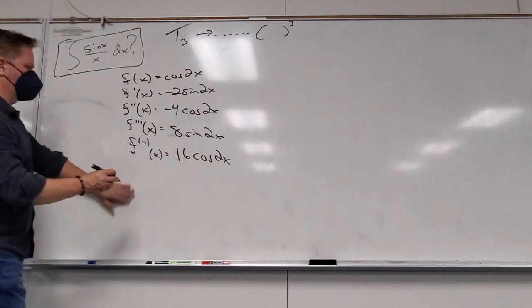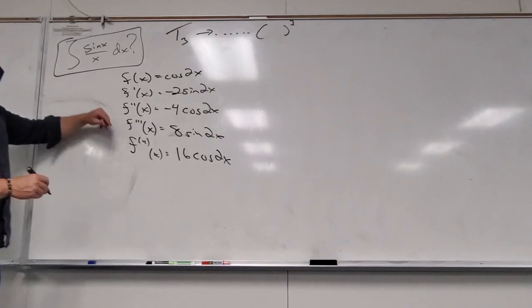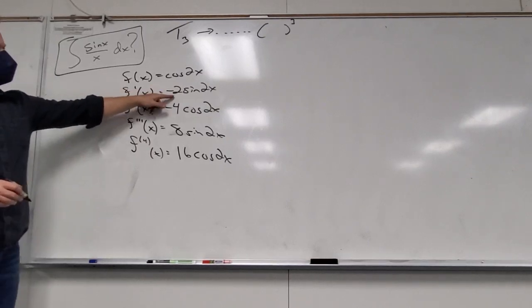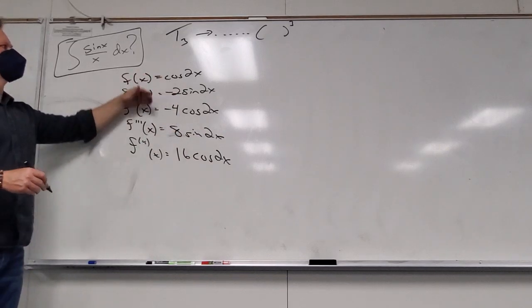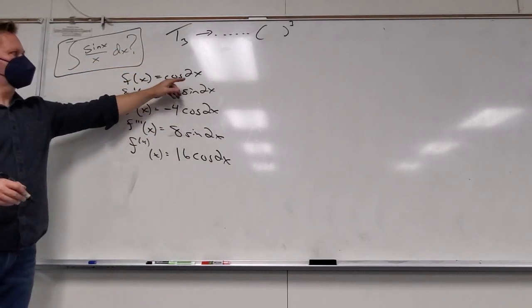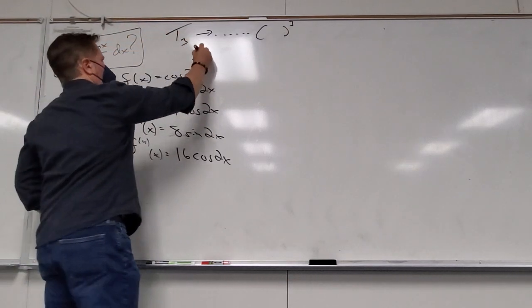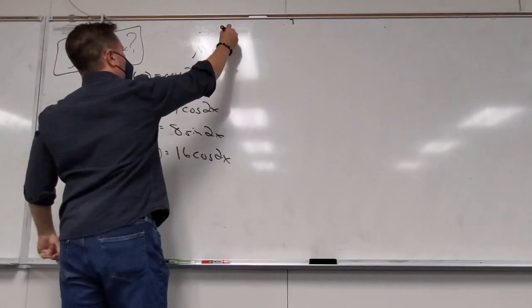That's a little weird. If I ask you for the odd derivatives, they're going to be a power of 2 times sine 2x, right? And the even derivatives are going to be a power of 2 times cosine 2x. Okay. So let's do a Maclaurin.